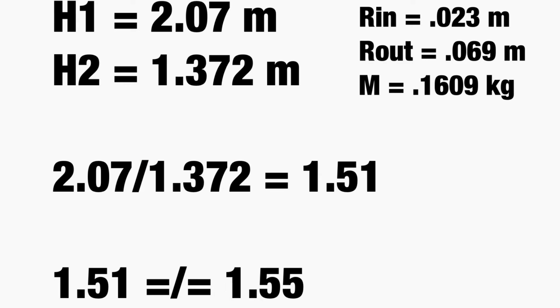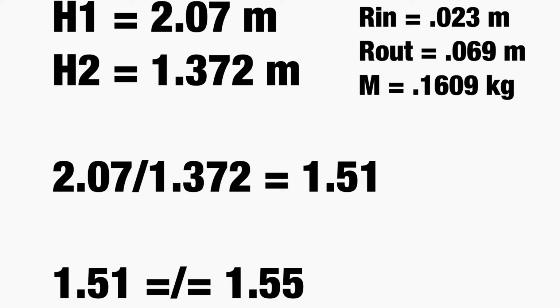So we were able to maintain that the height of the free-falling or unrolled toilet paper roll was 2.07 meters, while the other one that was rolling was 1.372 meters. We divided both of the heights together to find a ratio of 1.51, and this is very, very close to our original theoretical ratio of 1.55, and this difference can basically be attributed to error.